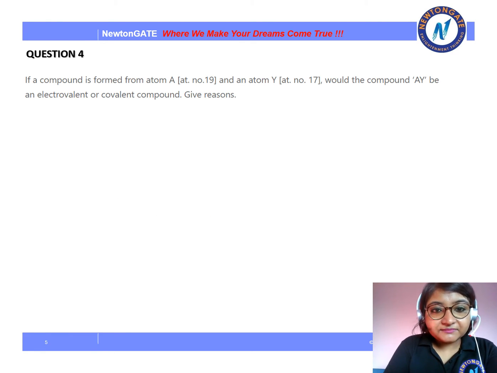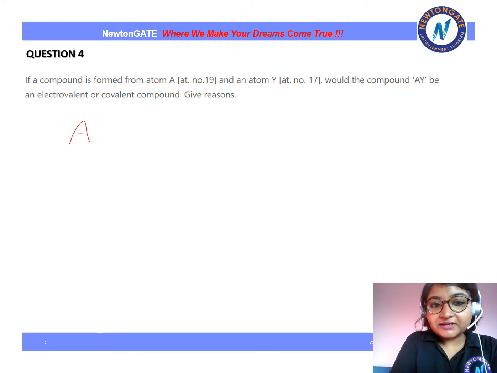Okay, in this question, you are given 2 atoms A and Y and their respective atomic number is given. And when they form compound AY, you have to tell whether the compound is an electrovalent compound or a covalent compound. And you have to give reason for the same. So how to do this kind of questions? In this kind of questions, you have to first do the electronic configuration. Let us do the electronic configuration. For A, it is 2, 8, 8, 1 for 19, and for Y it is 2, 8, 7.